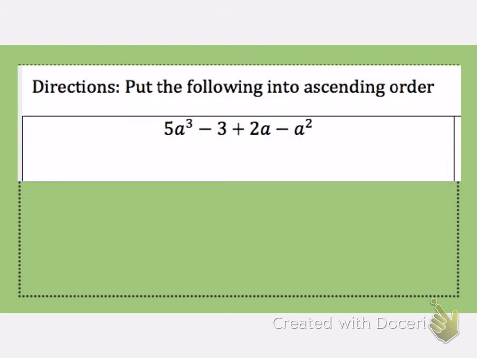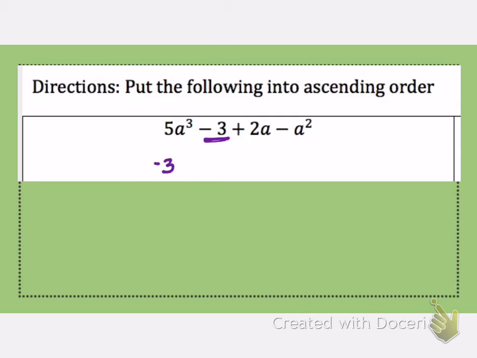So the next couple we're going to practice putting into ascending order, so that's going from lesser variable powers, or lesser exponents, to greater exponents. And so again, we're looking at exponents of a here, and first going from lesser to greater. Then with no exponent there, we have our constants first, so negative 3 is the first term.